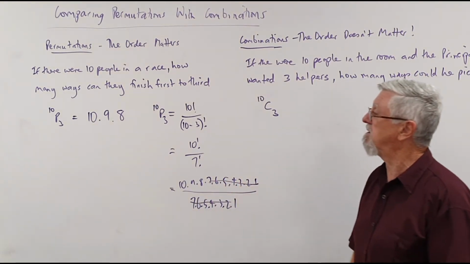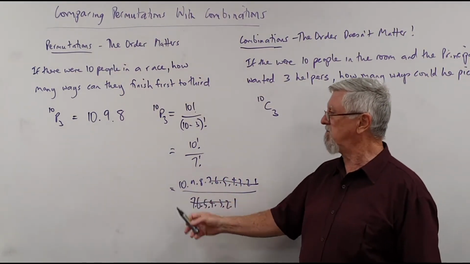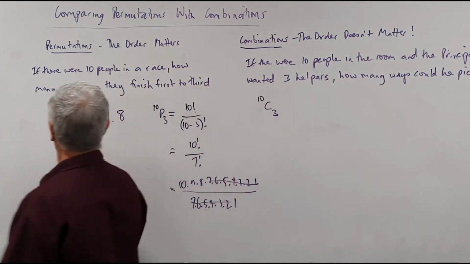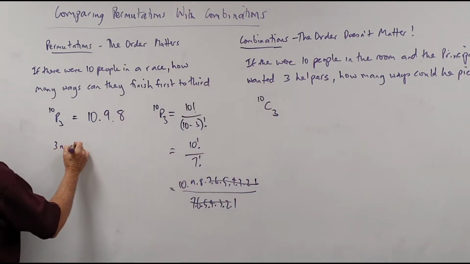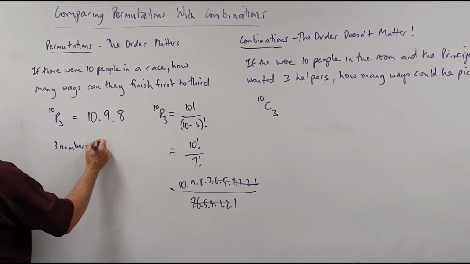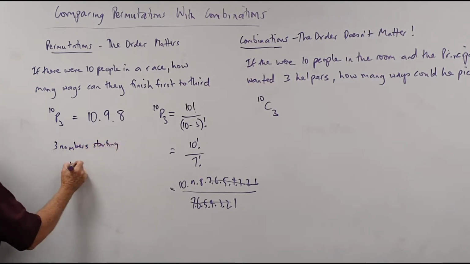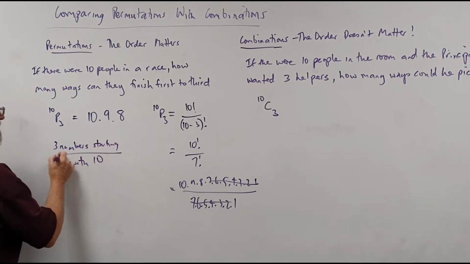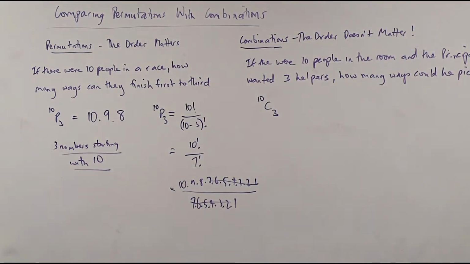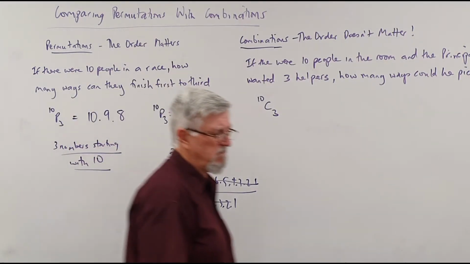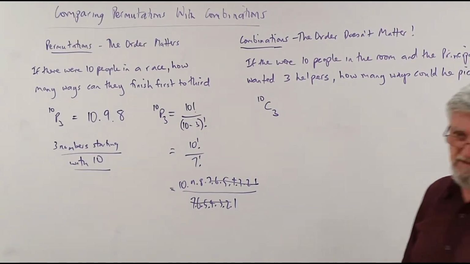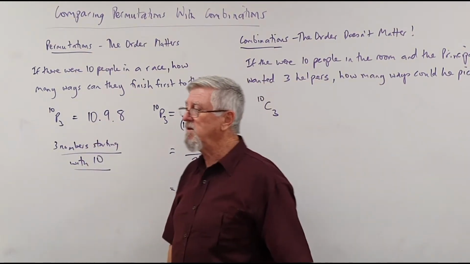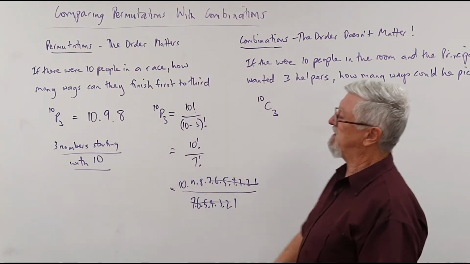So we're left with 3 numbers starting with 10. So you can think about 3 numbers. I'm going to actually write it down. 3 numbers starting with 10. Yeah, you okay with that idea? I would like a lot of you to get to that stage, but I don't know. I've had people that never get to that, never think that. They always get it right. 3 numbers starting with 10.